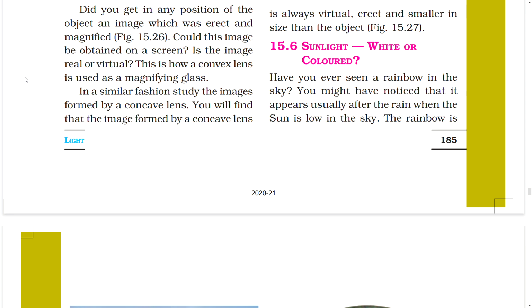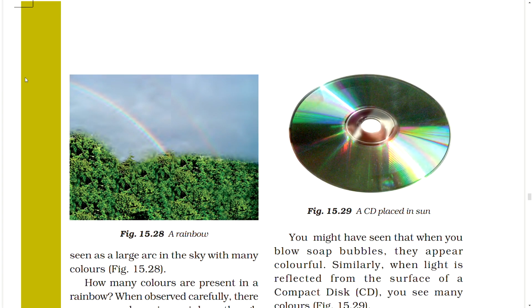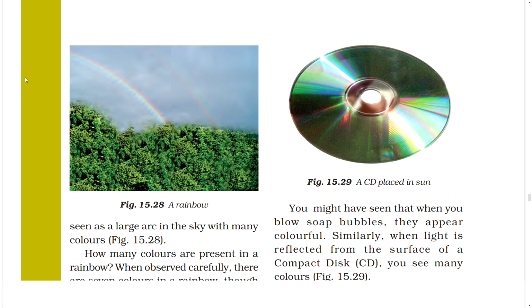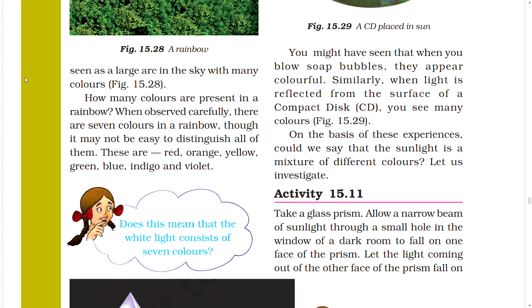15.6 Sunlight, white or colored. Have you ever seen a rainbow in the sky? You might have noticed that it appears usually after the rain when the sun is low in the sky. Figure: a rainbow, seen as a large arc in the sky with many colors. How many colors are present in a rainbow? When observed carefully, there are 7 colors in a rainbow, though it may not be easy to distinguish all of them. These are red, orange, yellow, green, blue, indigo, and violet. Does this mean that white light consists of 7 colors?